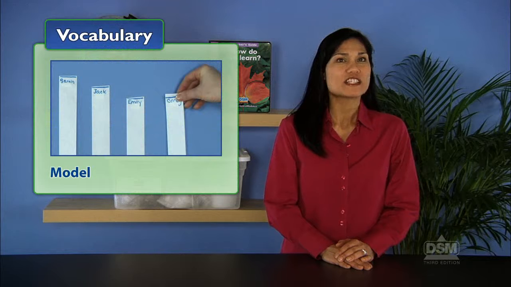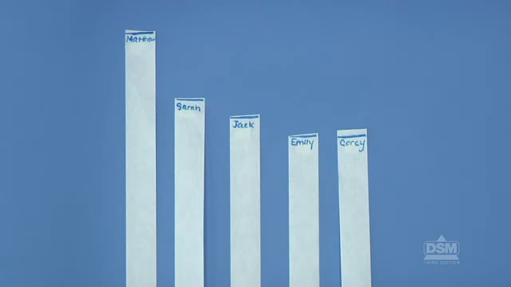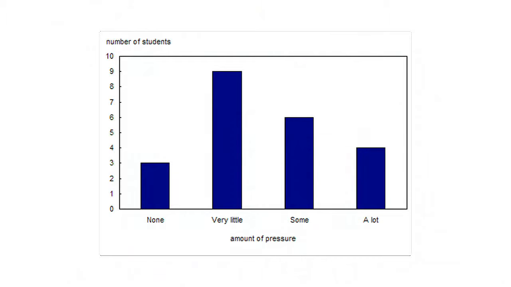Tell students that they have made a model, something that stands for or represents something else. The class height chart is a model of students lined up in order of height. If you have done any graphing with your students, point out that the strips of adding machine tape on the wall are like a large bar graph.